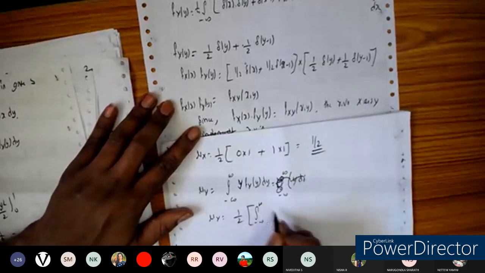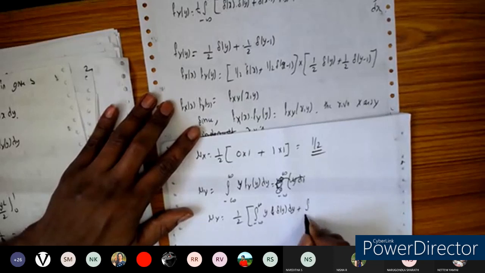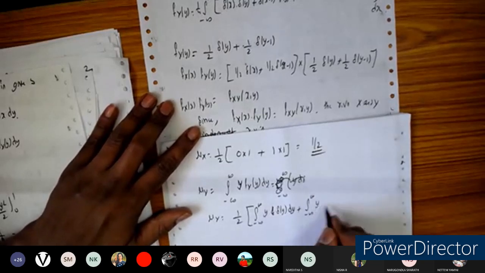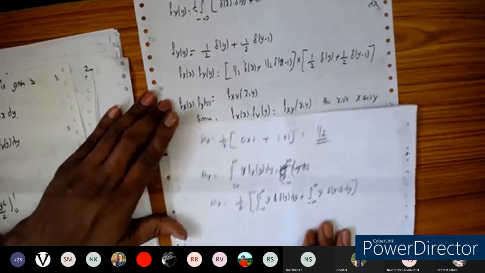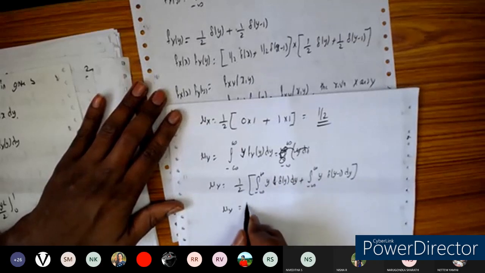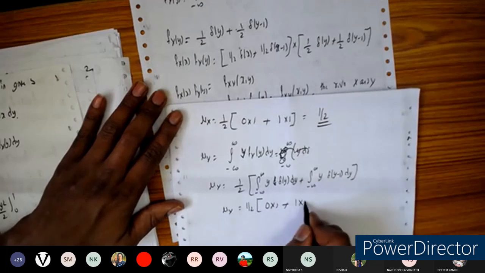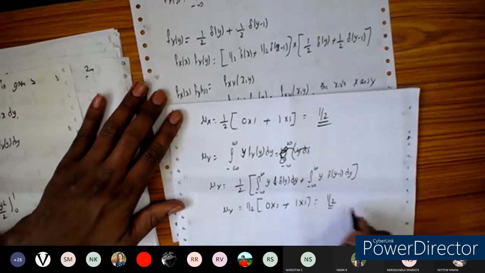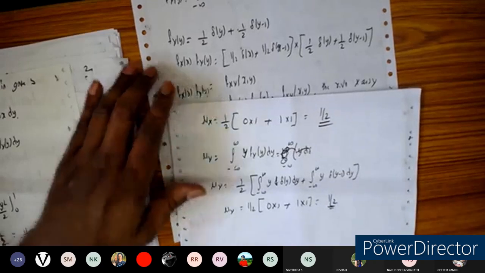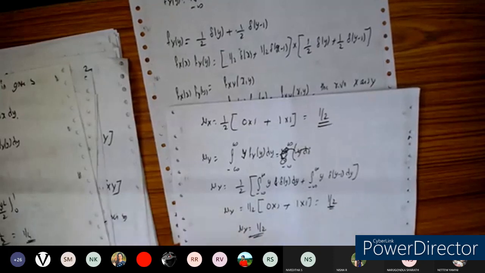the integral from minus infinity to plus infinity of y into delta of y into dy, plus the integral from minus infinity to plus infinity of y into delta of y minus 1 into dy. Applying the shifting property, it is 0 multiplied by 1 plus 1 multiplied by 1. So this will become 1 by 2. This is the mean we got here: mu y is equal to 1 by 2.